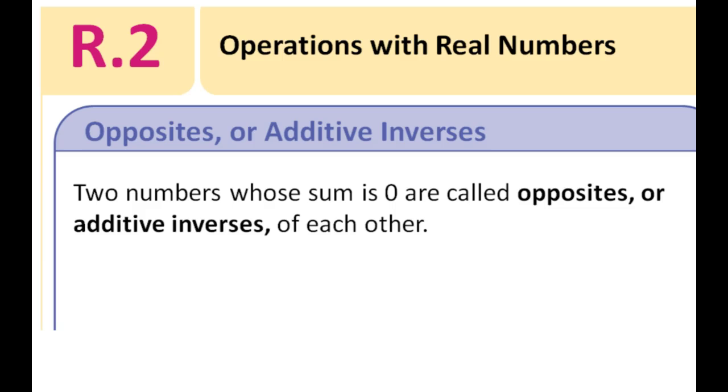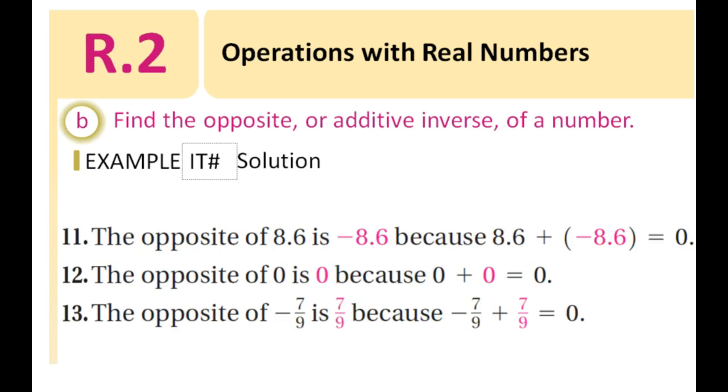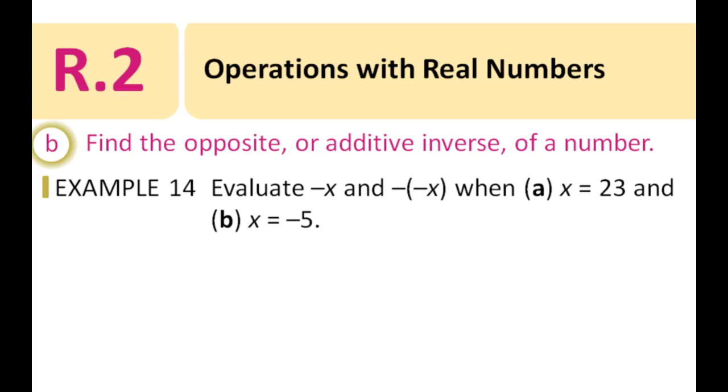Two numbers whose sums are zero are called opposites. So we're going to talk a little bit about opposites. The opposite of 8.6 is negative 8.6. 0 does not have an opposite, and the opposite of a negative number is positive, like negative 7/9 becoming positive 7/9. There are some solutions. This is negative x, but it's also pronounced the opposite of x.